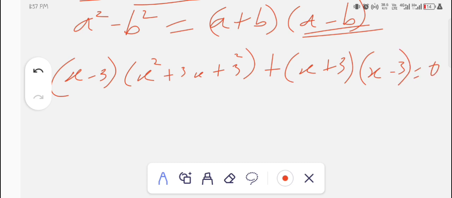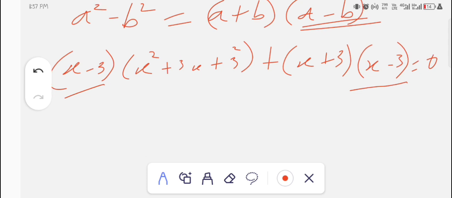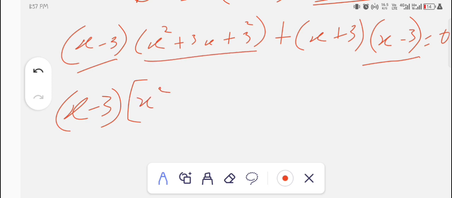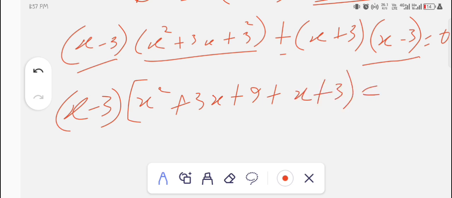What do we observe here? We observe that we have a common term, x minus 3 and x minus 3 this way, which can be factorized. Are we there? Very good. So factorizing now, x minus 3, we shall be having x minus 3 factorized. Then we have here x squared, that is this particular term here, plus 3x. Then plus 9. Now we have plus x plus 3. Good. This gives us equal to 0.